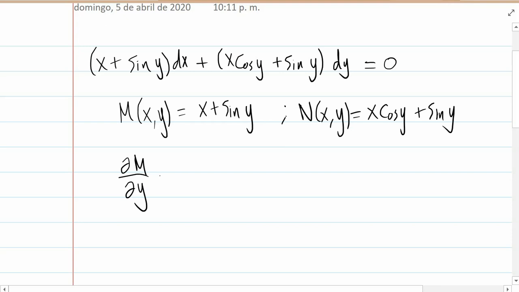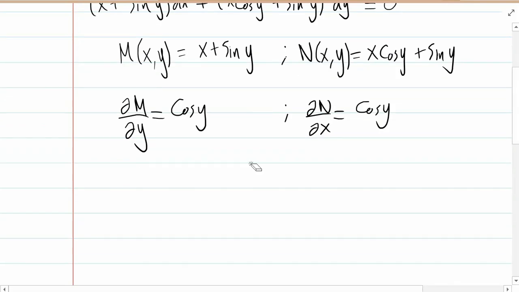And we're going to first confirm whether or not this is an exact differential equation by finding the partial derivative of M with respect to y and the partial derivative of N with respect to x, which is also cosine y. So because these two are equal, we have an exact differential equation.